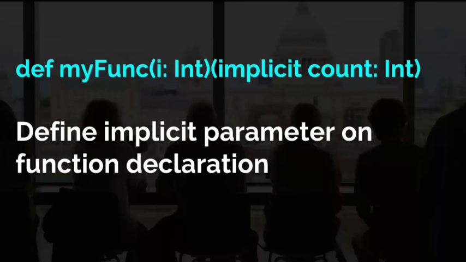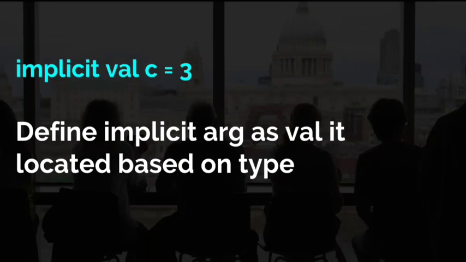In one place is the definition of the function, where we define the parameters implicit. Another place we defined a value as implicit. We use the word implicit twice in this case.